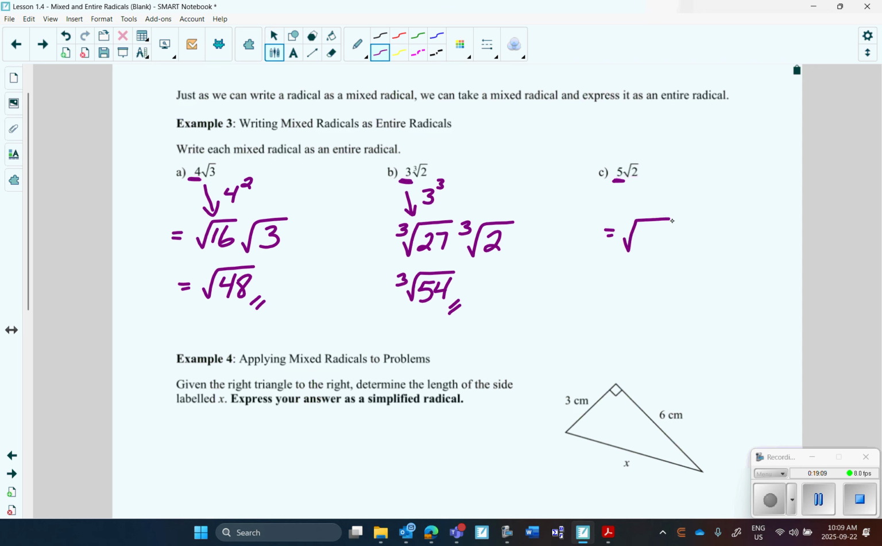How would you write 5 as a square root? 25, because 5 squared. This is still root 2. Now I can multiply those two to get root 50. Don't forget the root. I know it's hard to get used to. But remember, 25 times 2 is 50. Root 25 times root 2 is root 50.